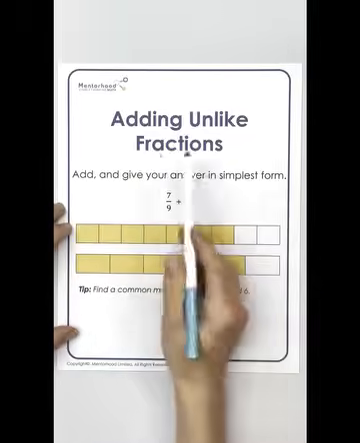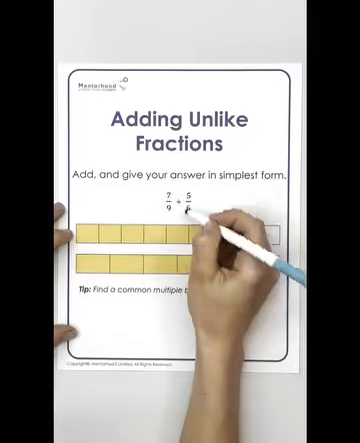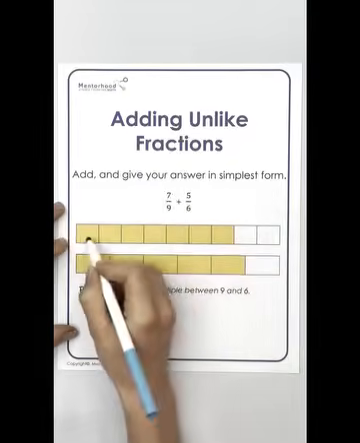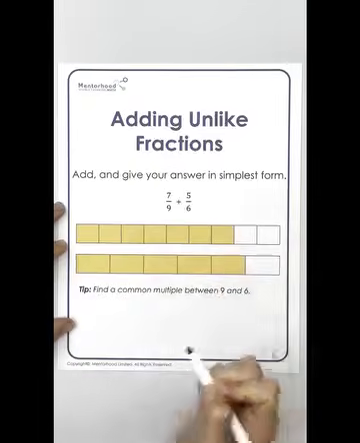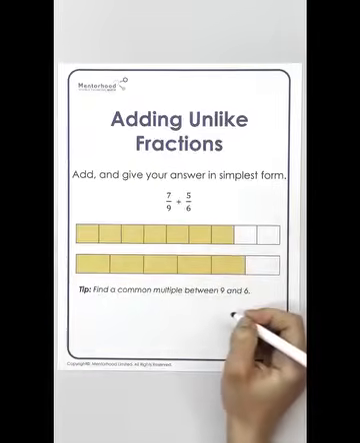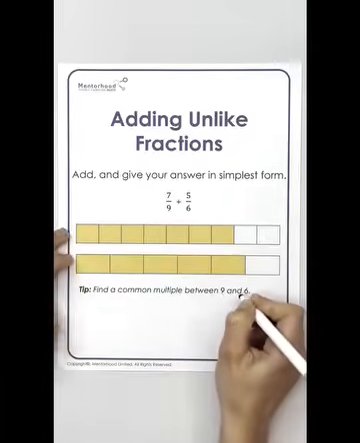Okay, let's try an example of adding unlike fractions. That's fractions with different denominators, different bottom numbers. So 7/9 and 5/6. Okay, so I've got 7/9 here, 1, 2, 3, 4, 5, 6, 7 out of 9, and 1, 2, 3, 4, 5 out of 6. Now, in order to add these, first I need to find a common multiple between 9 and 6, something that's on both of their times tables.